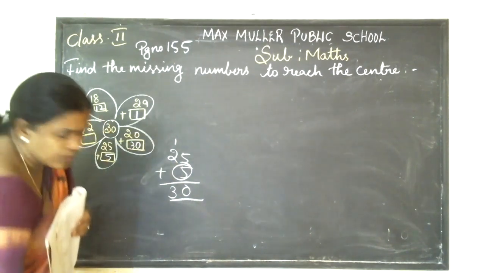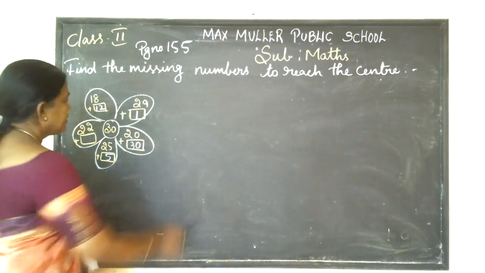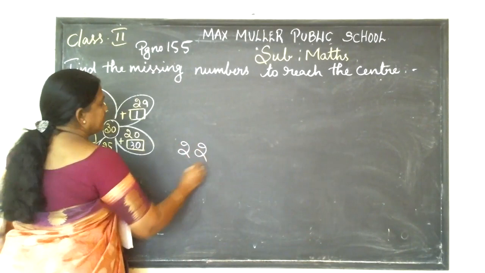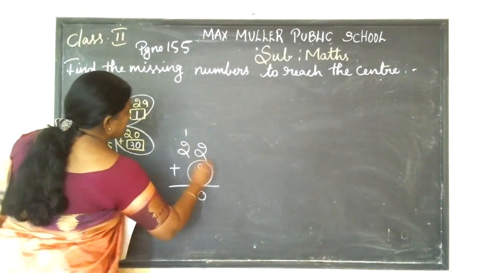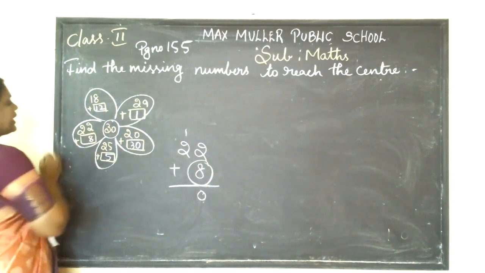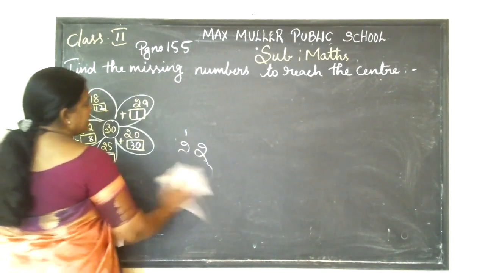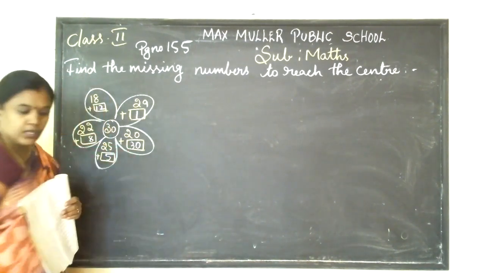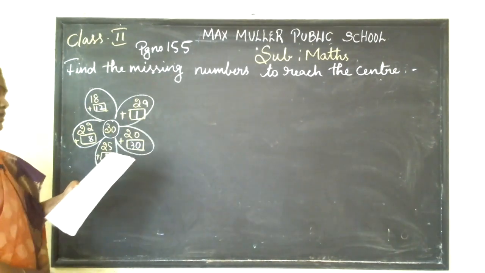22. How much do you want to add? 8. If you add 8, plus 8. See, how much do you want to add? 8. If you add 8, here you will get 30. Easy, children. If a plus is there, you want to add. If a minus is there, you want to subtract.